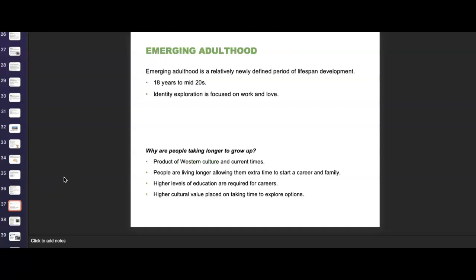Emerging adulthood is question 3 in chapter 9. I want you to define what emerging adulthood is. Okay, so it's a relatively newly defined period of lifespan development of 18 years to the mid-20s. So around 18 to 25 years. And its identity exploration is focused on work and love.